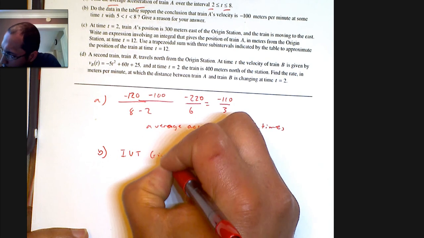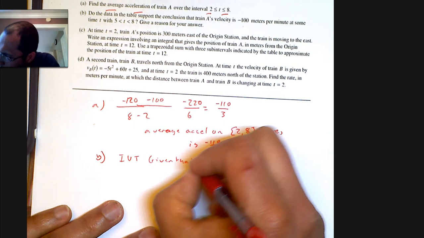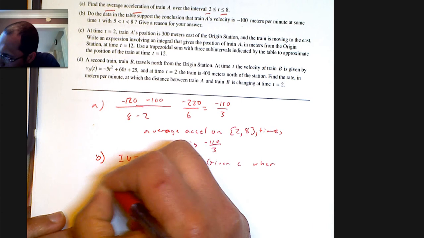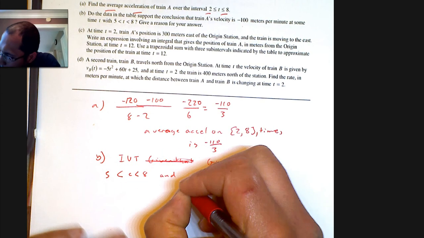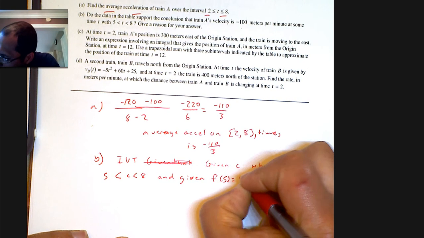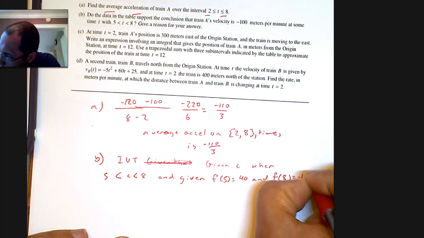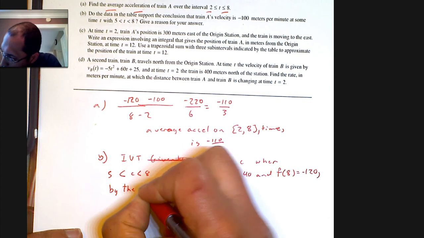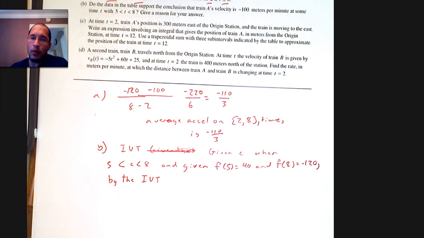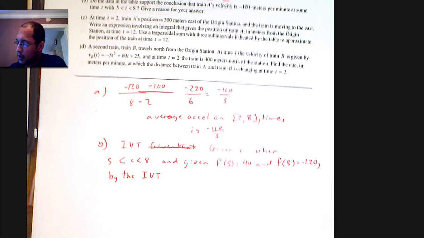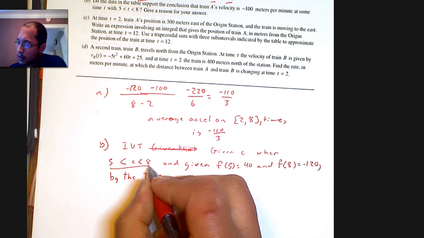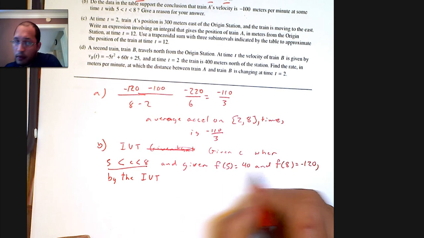So given C, where C is greater than 5 and less than 8, and given f of 5 equals 40 and f of 8 equals negative 120, by the IVT: the intermediate value theorem basically states that if x is between two x's and the function is continuous and differentiable, then the y must be between the two other y's. That's it. So this C, they're talking about being between 5 and 8. Obviously negative 100 needs to be between. So we state it this way, saying first that C is between the two x's, and then secondly stating the two y's.